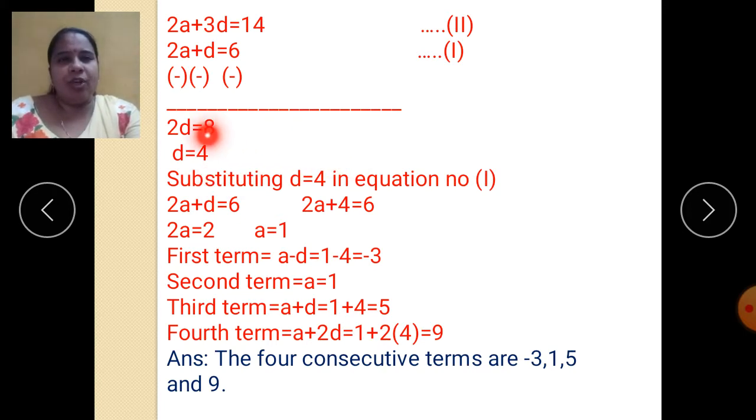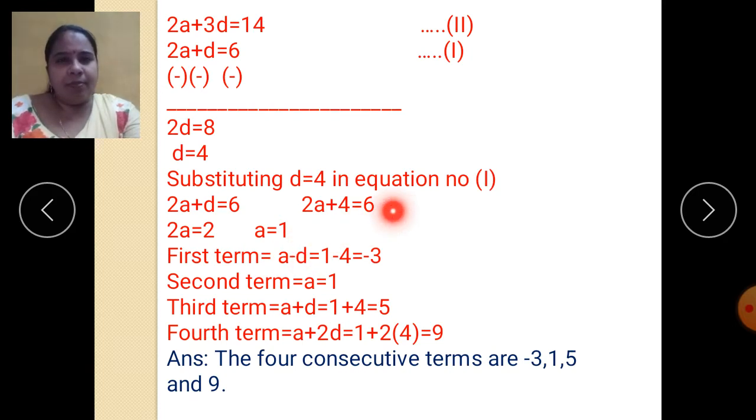Now what? We have got the value of D. We need the value of A. So substitute this D in equation number 1. Where is my equation number 1? Here. 2A plus D is equal to 6. In that I will substitute D as 4. So 2A plus 4 is equal to 6. Shift this 4 this side. 6 minus 4, that is 2. So 2A is equal to 2. A is equal to 1.